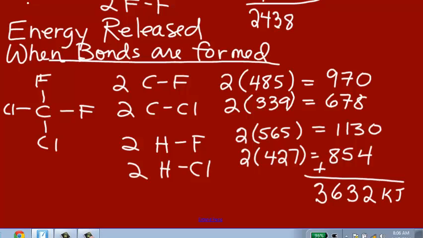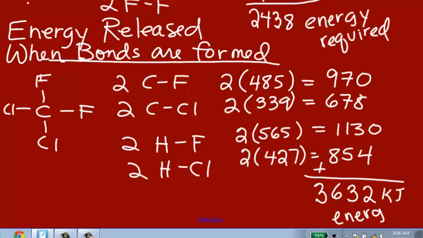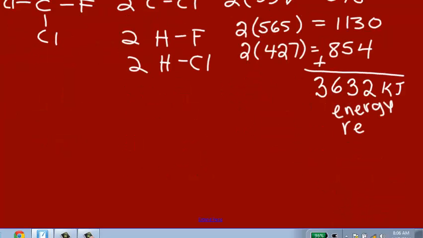So we list our bonds we have to break of our reactants. We list our bonds we have to form of our products. And remember, when bonds are formed, energy is released. When bonds are broken, energy is required. So right now, you should see that more energy is being released, right, than required. This is energy required. This is energy released. Which is bigger? Energy released. So what should the sign of your overall delta H be? Negative.